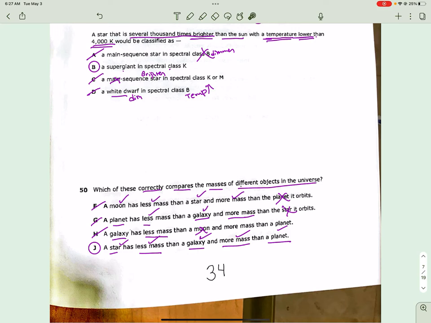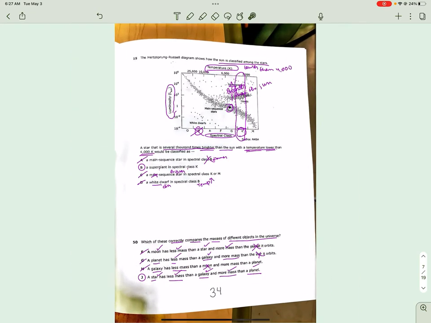H, a galaxy has less mass than the moon and more mass than a planet. No, a galaxy doesn't have less mass than the moon. It has more. The last one, a star has less mass than a galaxy. Yes. And more mass than a planet. Yes. So it's going to be letter J.